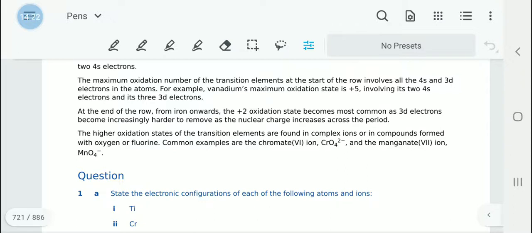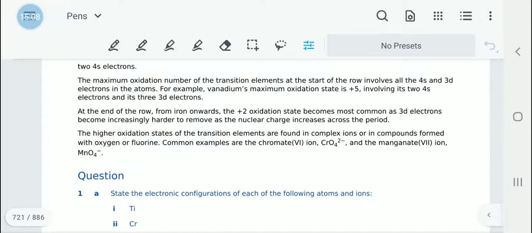Usually the maximum oxidation number of the transition elements will involve all the 4s and 3d electrons in the atom. Now, vanadium's maximum oxidation state is +5, which involves 2 4s and 3 3d electrons. After iron, the +2 becomes most common because the 3d electrons are more difficult to remove, because the nuclear charge increases across the period. As a result, the 2 plus charge is the most common one.